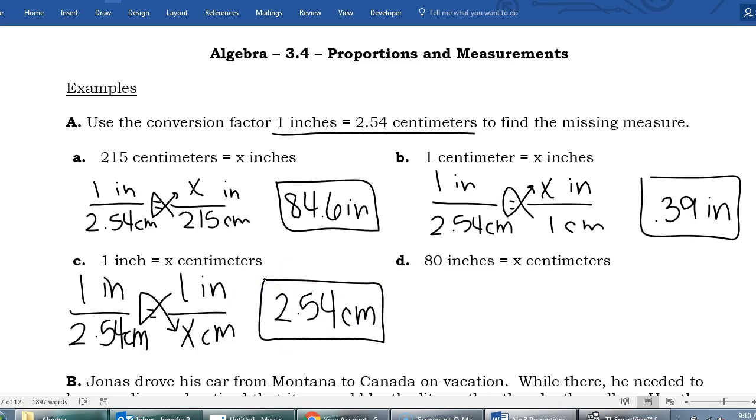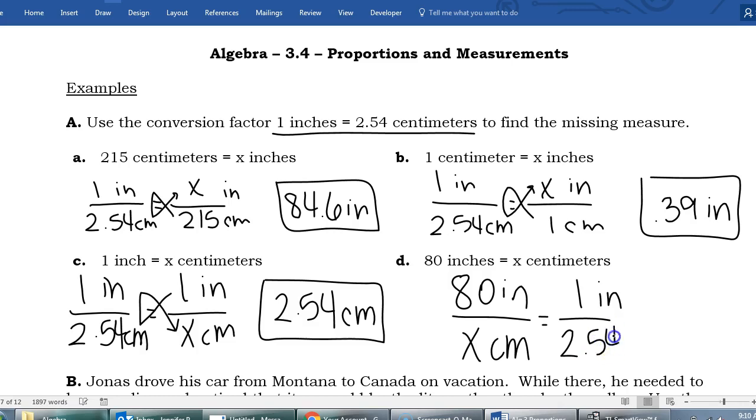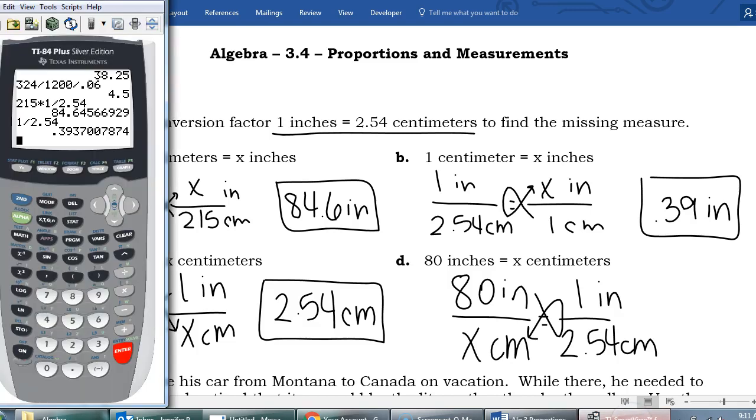Next one, letter D. 80 inches is how many centimeters? So I started this one differently than the last 3 just to show you that it still works out. If I put inches on top, I put inches on top. It doesn't matter which one comes first. As long as I'm consistent by matching up my labels, I'll put centimeters on the bottom, and now I can multiply starting here. 80 times 2.54 divided by 1 brings me to how many centimeters in 80 inches.